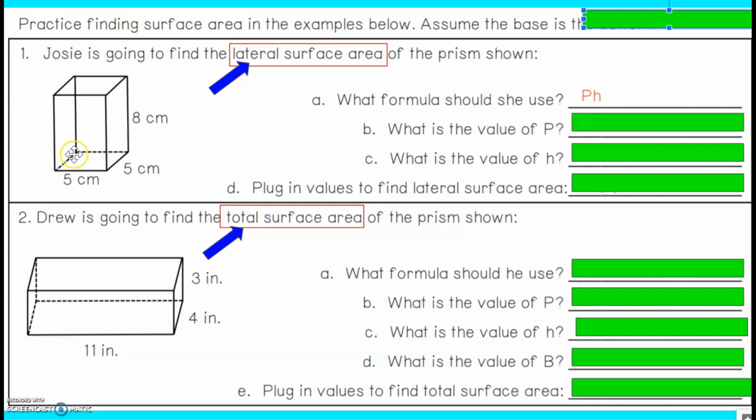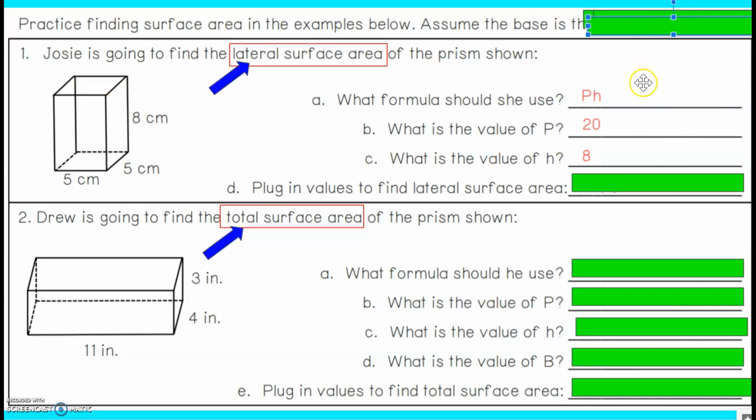Well, we're going to assume that this is our base right here. So if this side is 5, and this side is 5, and this side is 5, and this side is 5, it's a square. So 5 plus 5 plus 5 plus 5, or 5 times 4, is going to give us 20. So that's our perimeter of our base. Now the height of our figure. If this is a base and this is a base, the height connects the two of them. So our height is going to be 8.